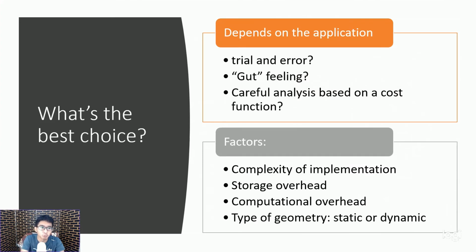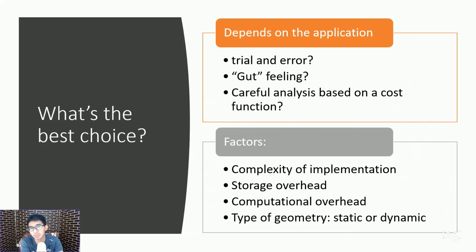Okay, what is the best choice? It depends on the application. Either it's trial and error, a gut feeling, or you think, okay, I just want to put ABB there. No one will actually know which one is the best. But you can try putting ABB, sphere, KDOPS, test it all the way and choose the best one. You just carefully analyze based on the cost function. Okay, you can use that.